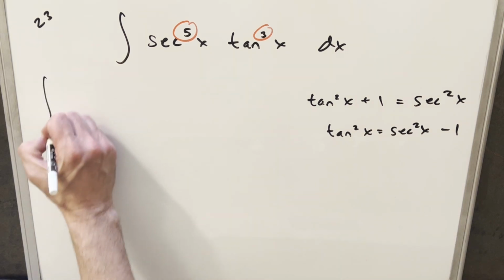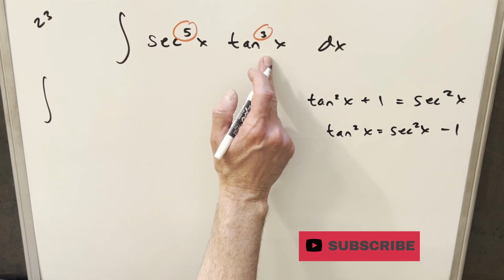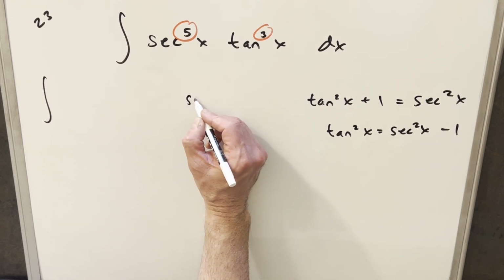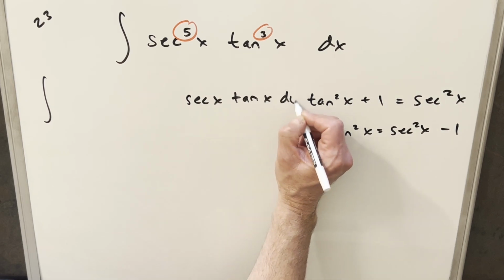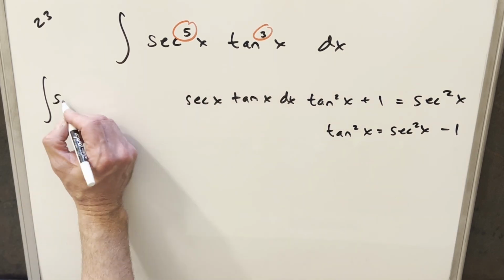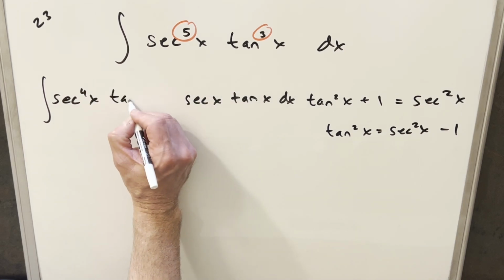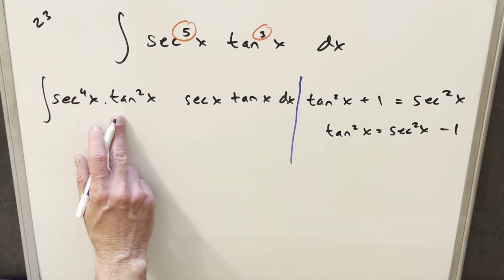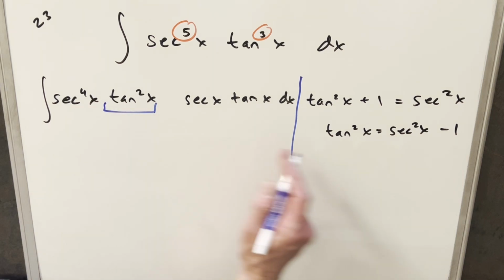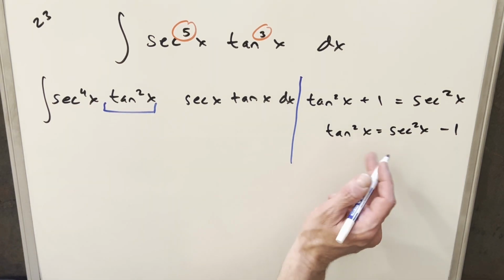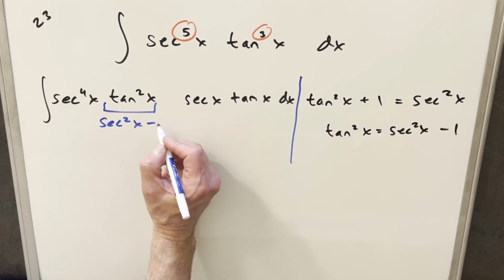So what I can do instead here is take just one copy of secant out, and one copy of tangent out. So we'll write it towards the end of the integral. We'll just have secant x times tan x dx. Then this first one is now going to become secant to the fourth x, and this one is going to become just tan squared x. And now that we have even exponents over here, I can use one of these formulas. We have tan squared here, and we have this formula for tan squared. So I can rewrite this as secant squared x minus 1.